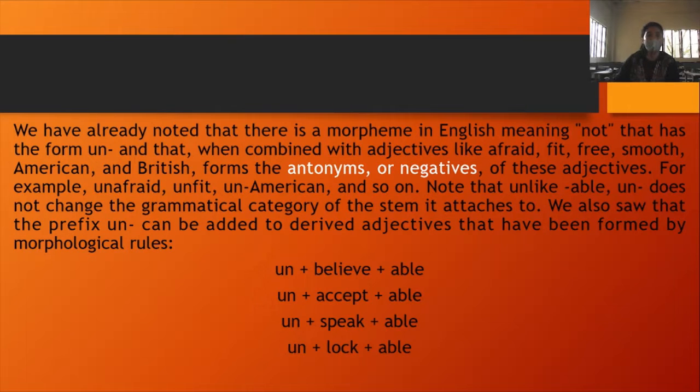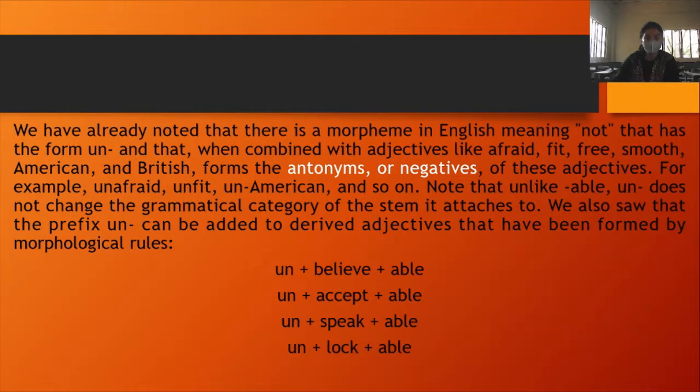So we have already noted that there is a morpheme in English meaning "not" that has the form un, and that when combined with adjectives like afraid, fit, free, smooth, American, and British, forms the antonyms and negatives of these adjectives. For example, unafraid, unfit, un-American, and so on. Note that unlike able, un does not change the grammatical category of the stem it attaches to.